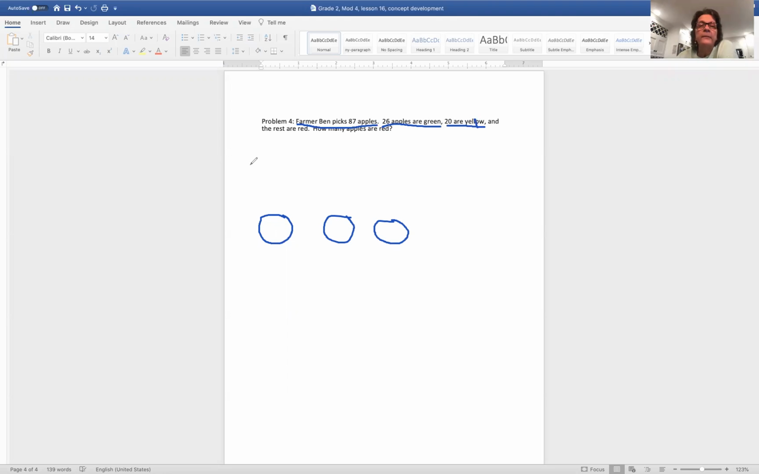So if I'm labeling my number bond, let's go ahead and put a G here. The first circle can represent the green, the second circle can represent the yellow, and the last circle is for red. Now, all three of these make up his total apples. And that is one of our knowns. That's 87. So I'll put 87 in here. And I'm going to give you a minute to go back and put your other knowns in this number bond.